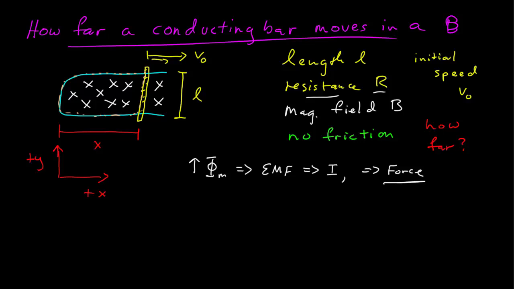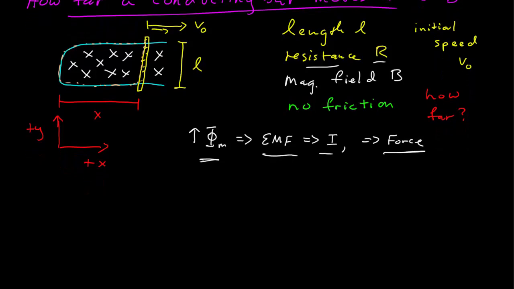So that gives us a strategy to go on. We're going to find the flux, then the EMF, then the current, then the force, and then use that to see how far the bar travels before it comes to rest. All right, first, the magnetic flux.